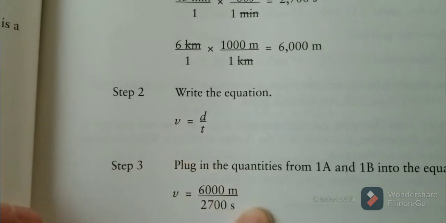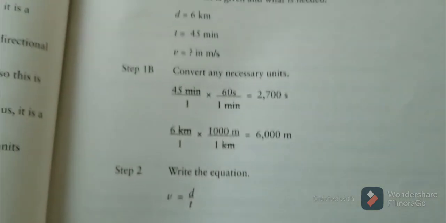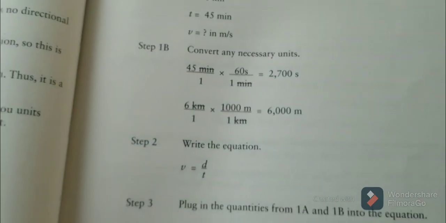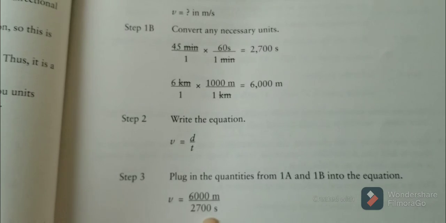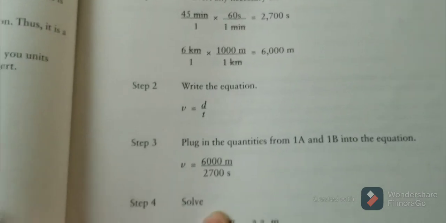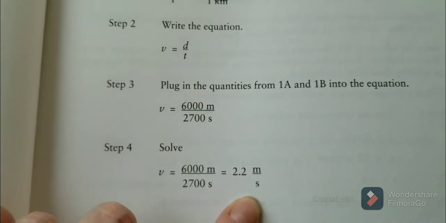Velocity equals distance over time. Same dealio here, and we plug it all in. There's our 6,000 meters over 2,700 seconds right there. And we solve it out, and it becomes 2.2 meters per second.